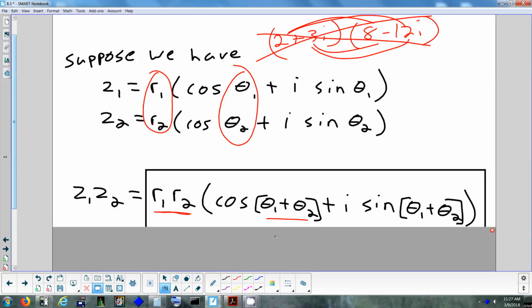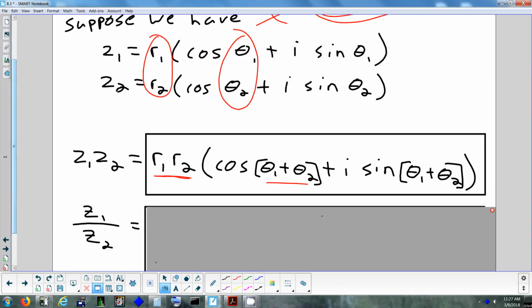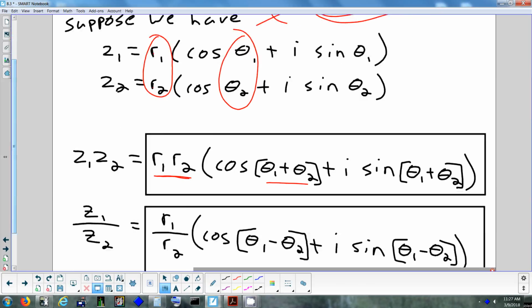There's no foiling, there's no combining like terms, there's no i squareds, there's none of that. You do 2 calculations. Multiply your r's, add your angles. To divide them, what do you think you would do with your r1 and r2? You would divide them. And what do you think you would do with theta 1 and theta 2? You would subtract them.